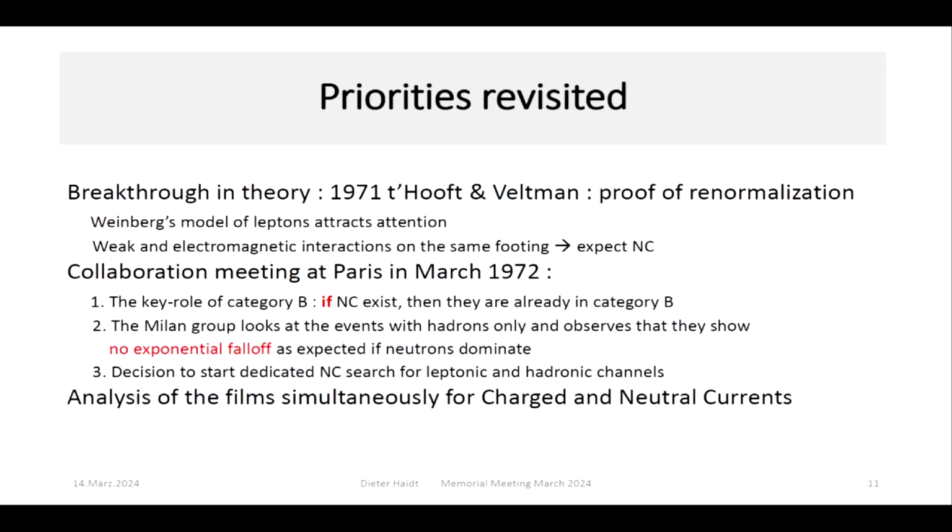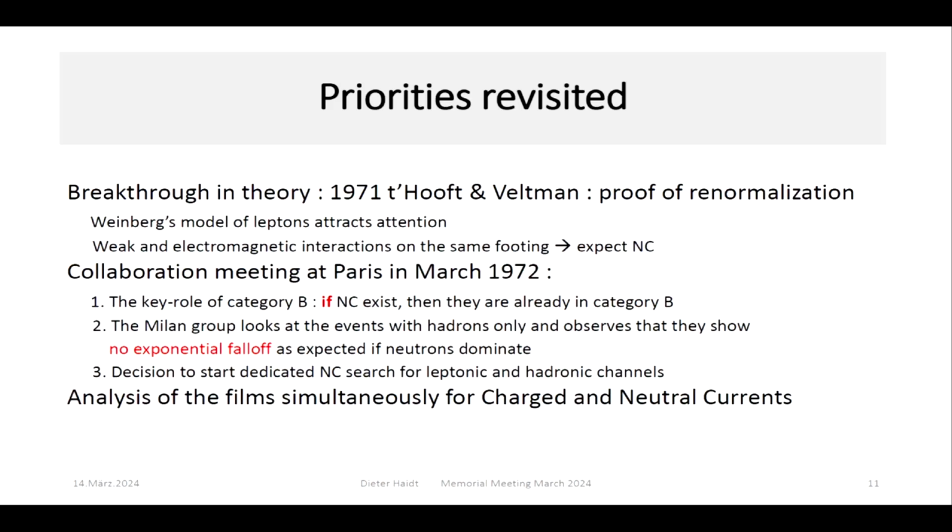In 1971, 't Hooft and Veltman proved the renormalization, and at that moment, the Weinberg model attracted high attention. At this moment, it was clear that weak and electromagnetic interactions are on the same footing. However, there was no W, there was no Z, there was no Higgs, there was no neutral current.